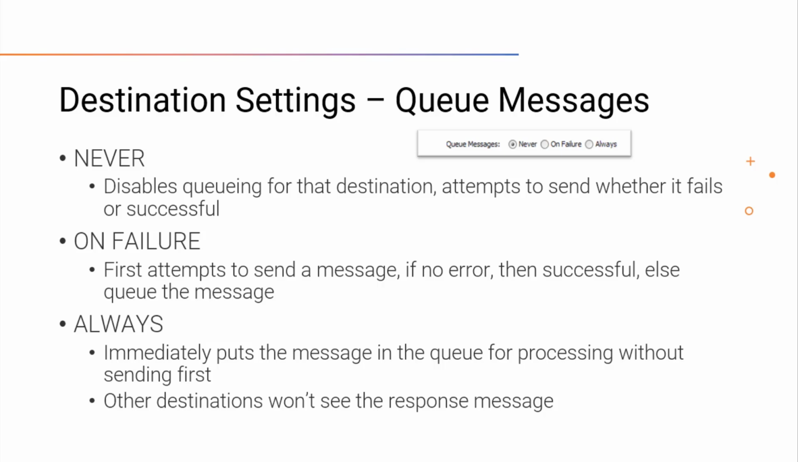Then we have always, which will immediately queue the message, and the destinations after will see this message with a queuing state instead of failing. This gives us the ability to retry and send messages even if the destination we are sending to is not responding.